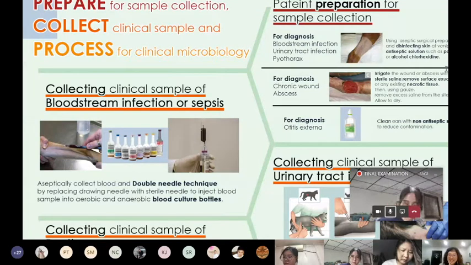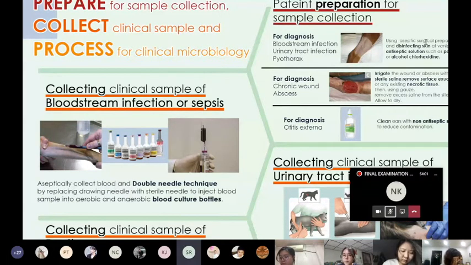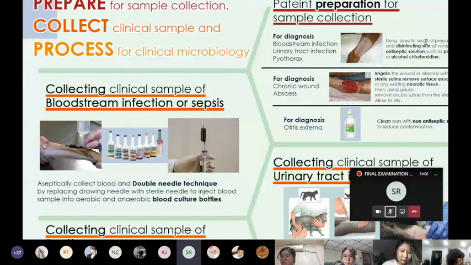Hello, Shayanan. I beg your pardon, could you repeat your question, please? My question is, is there any issue about the blood clotting sample? If the blood is clot, can that sample be used to be cultured in the blood culture bottle? Can I ask you, did it clot in the syringe or in the bottle?